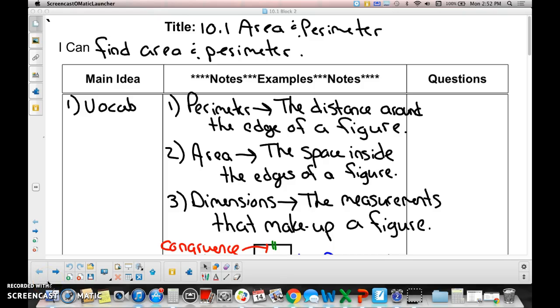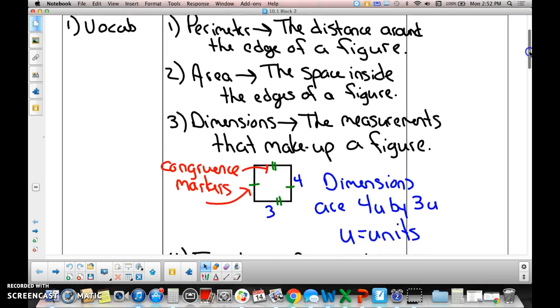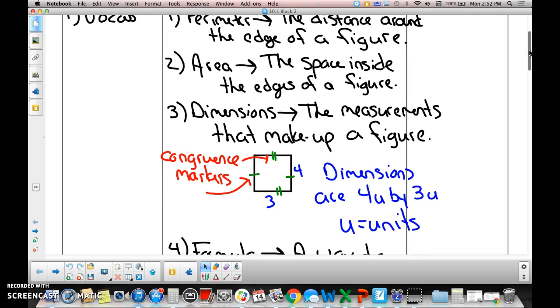William, can you tell me the title of our 10-1 notes? 10-1 area. And Elsa, can you tell me the I can statement? I can find area. And Josie, can you define perimeter? The distance around the edge of a figure. Anna, what is area?